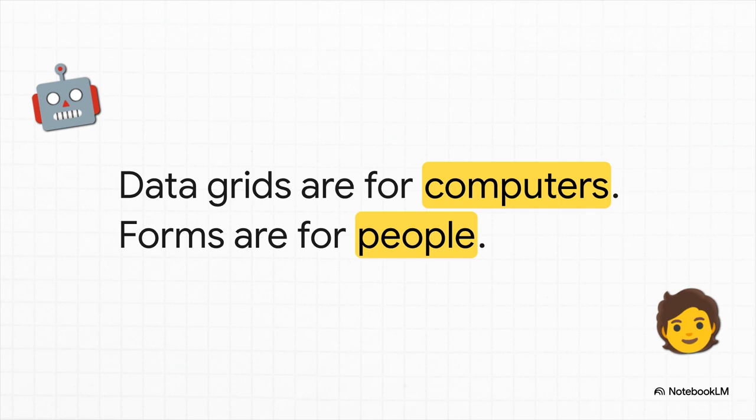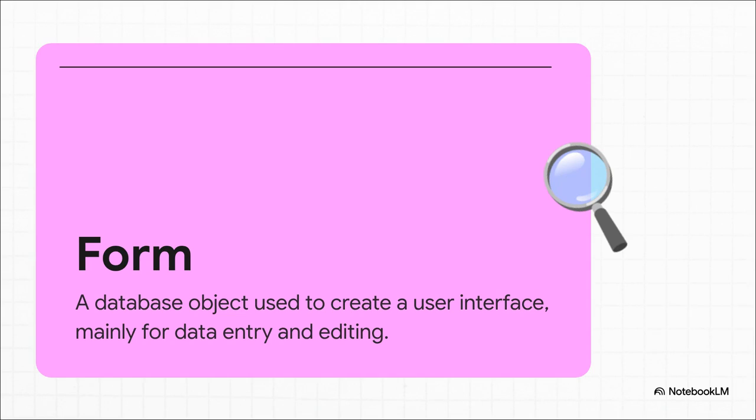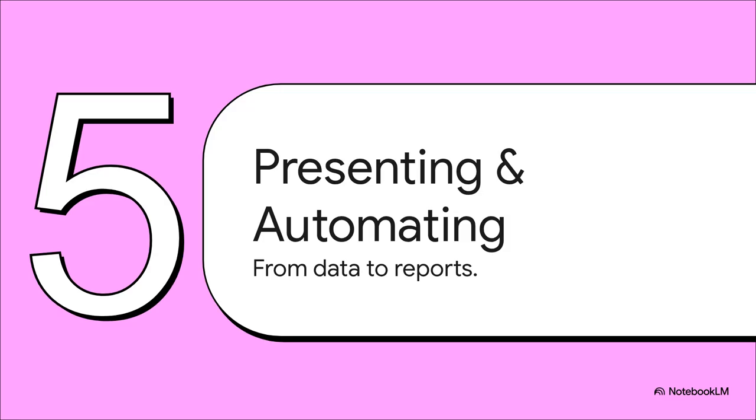Instead of forcing someone to type directly into a table, which can be pretty risky, we can build a much safer, much more intuitive interface for them to use. And that interface is called a form. It's basically a user-friendly screen that sits right on top of your tables. So instead of typing into a confusing grid, you're just filling out what looks like a familiar web page or a paper form. You can add buttons, drop-down menus, helpful instructions. You can guide the user, prevent mistakes, and make sure the data going into your database is always clean and correct.